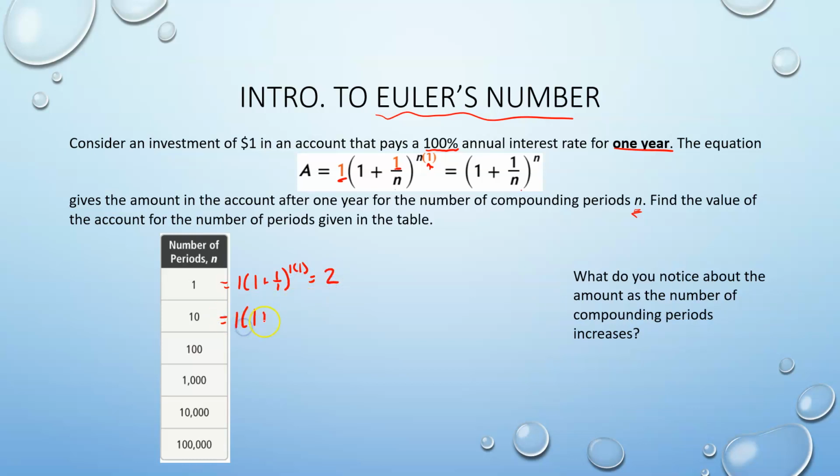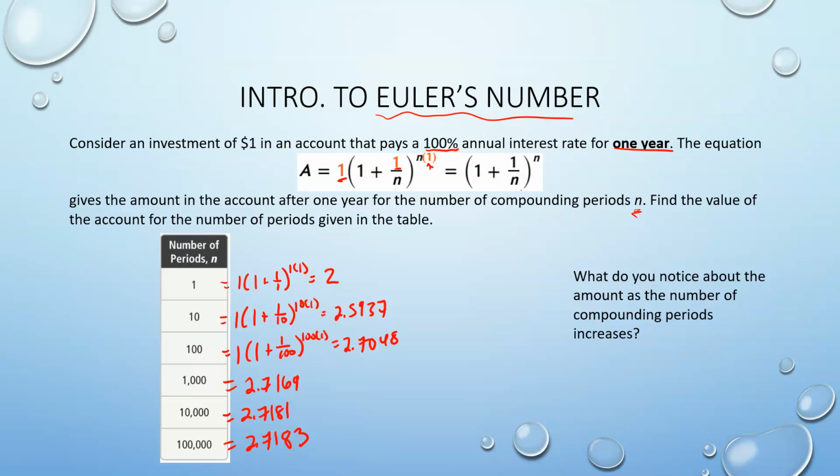Again, you don't have to type these in. This one, it wants me to do 1 plus 1 over 10 to the 10 times 1. When I typed that in, I got 2.5937. This one wanted me to do 1 times 1 plus 1 over 100 to the 100 times 1. When I did that, I got 2.7048. Now I kept going. When I plugged 1,000 in, I got 2.7169. This one gave me 2.7181. This one gave me 2.7183.